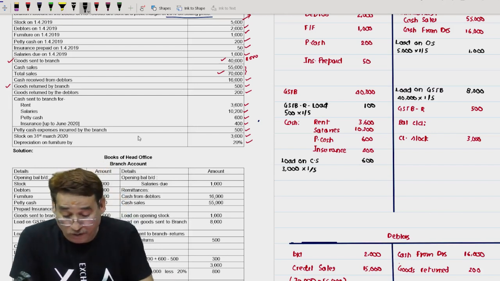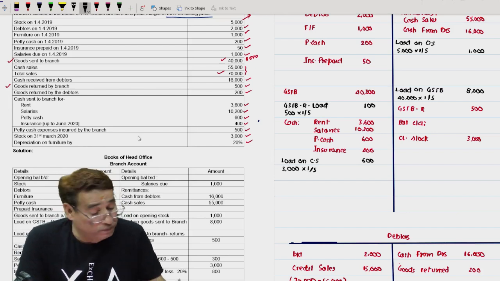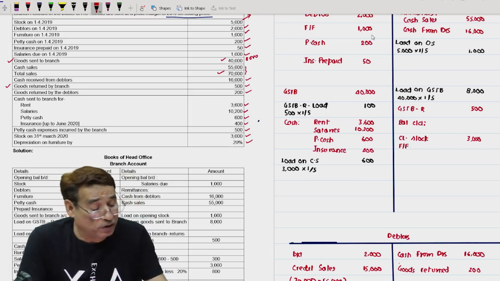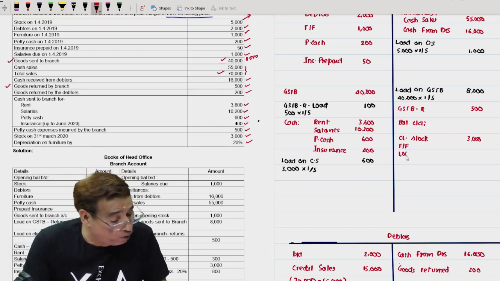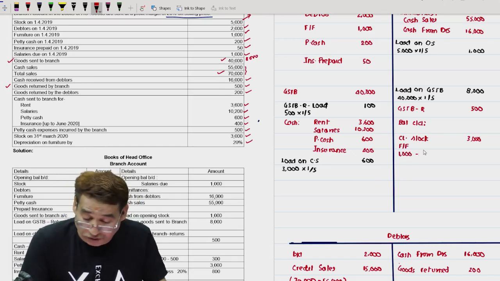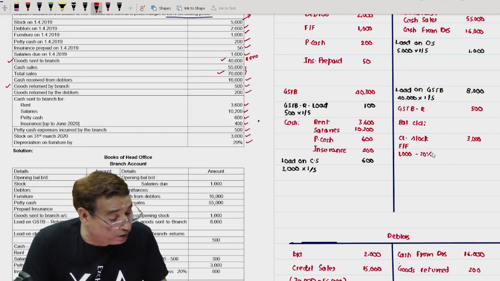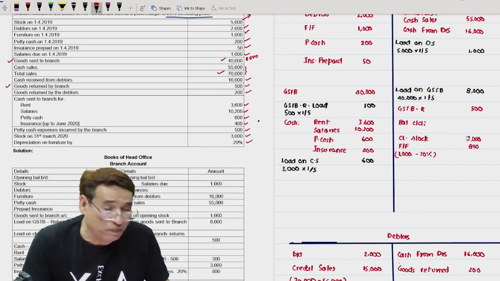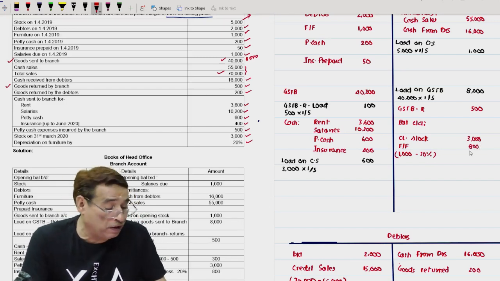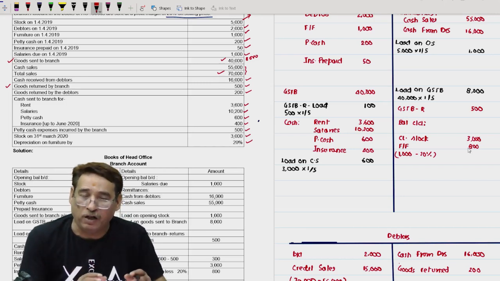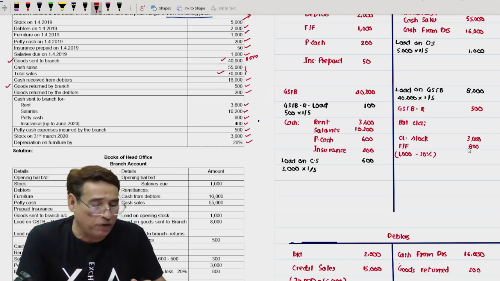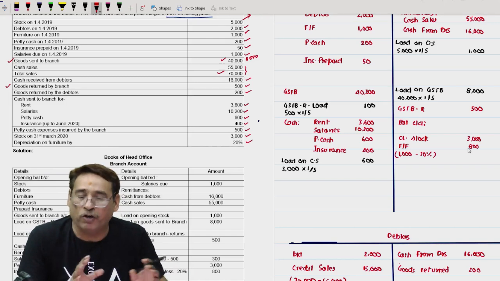Then we have got depreciation on furniture. I will write here first of all furniture. Opening balance of furniture in the question is 1,000. So I will write opening balance. Then I will subtract the depreciation. Depreciation is 20%, that is 200. So I will write closing balance of furniture as 800. Similar to the last question, we are putting up opening balance here, closing balance here. That means we are merely reflecting the amount of depreciation. However, we cannot show depreciation directly in the branch account simply because we are not preparing an arrear account.